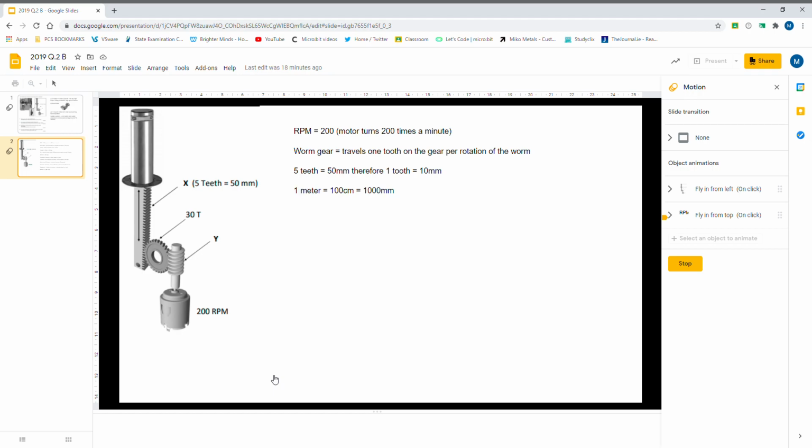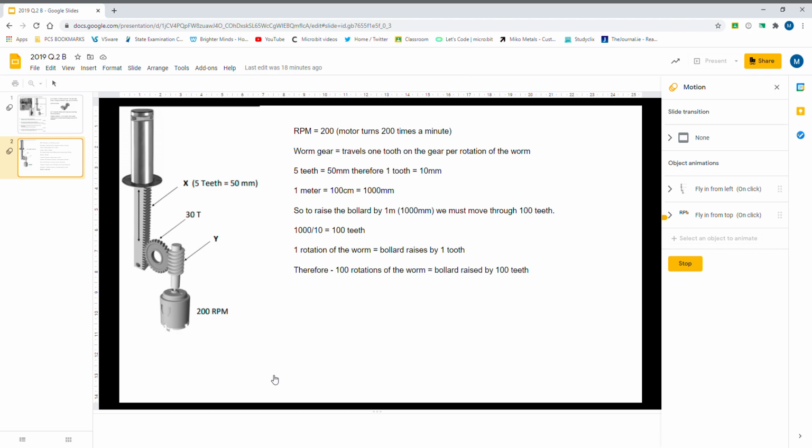1 meter is equal to 100 centimeters, which is also equal to 1,000 millimeters. We know that already from measuring and marking out. So to raise the bollard by 1 meter then, or 1,000 millimeters, we must move through 100 teeth. So how did I get that? That's 1,000 divided by 10, which is equal to 100 teeth. One rotation of the worm equals the bollard raised by 1 tooth. Therefore, 100 rotations of the worm equals the bollard raised by 100 teeth.